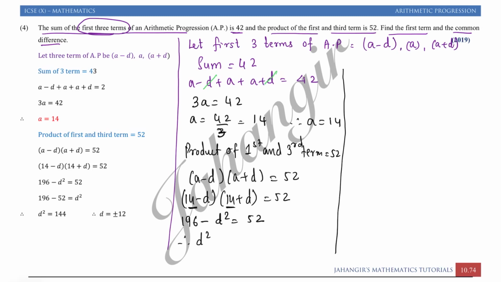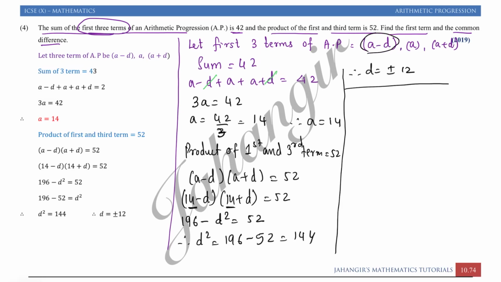So therefore D square is equal to 196 minus 52, which is 144. So therefore D is equal to plus minus 12. We get two values of D, so we will get two values of A and two values of D.